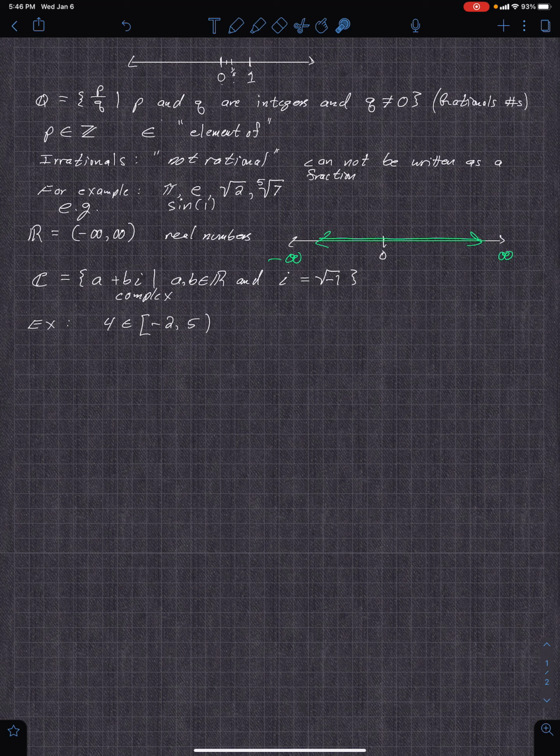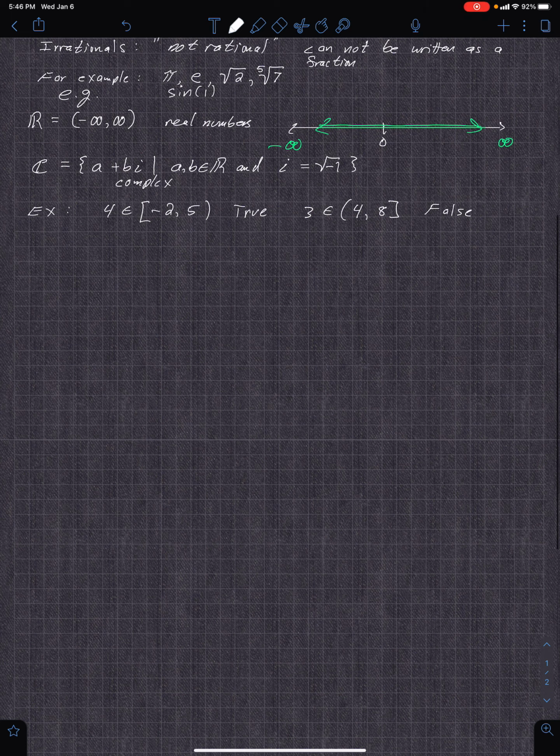You read it as 4 is an element of the set, including -2 to 5. That would take up an entire line. So there's a lot of information in math. It tells you a lot. So is it true or false? This is, of course, true. 4 is in that set. Then if I said something like 3 is an element of 4 to 8, that, of course, is false. That's a false statement. All right, so moving on. Some more notation we will use.